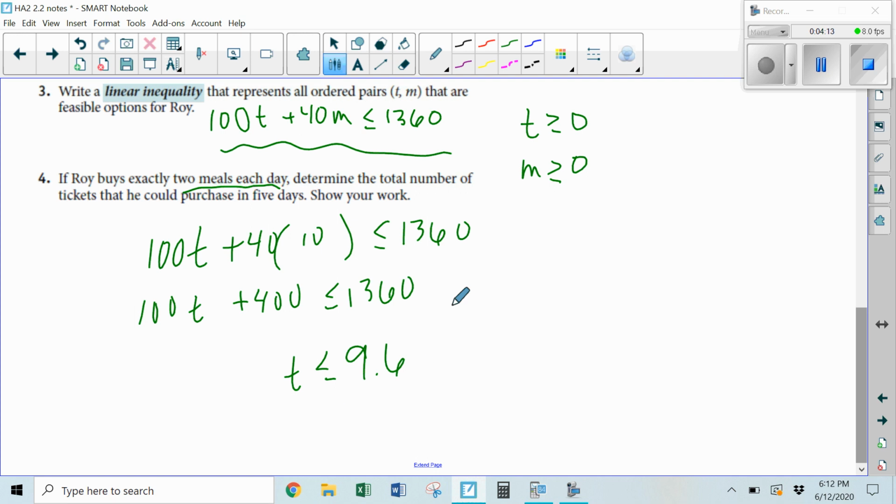Normally 9.6 rounds up to 10. Does he have enough money for 10 tickets? No, so again, in this situation, it would not make sense to round up. If he only has enough money for 9.6 tickets, he doesn't quite have enough money for the 10th ticket. So you would write down, he could purchase at most 9 tickets.